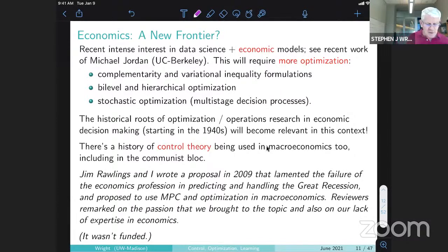And the reviewers commented that, yes, clearly we're very passionate about this topic, but clearly also we had no expertise, and so they didn't fund the proposal. But I wish they had, because it would have been great fun to work on this.